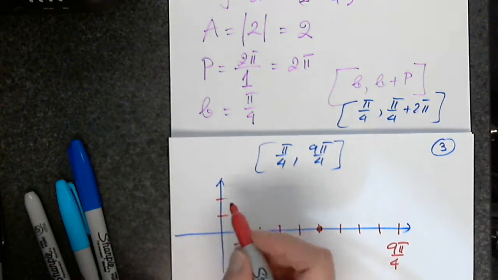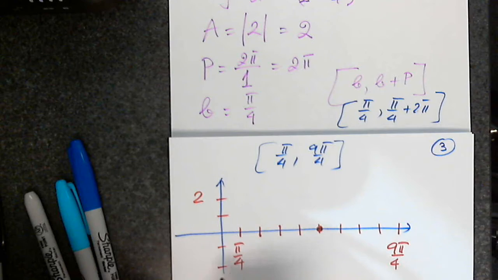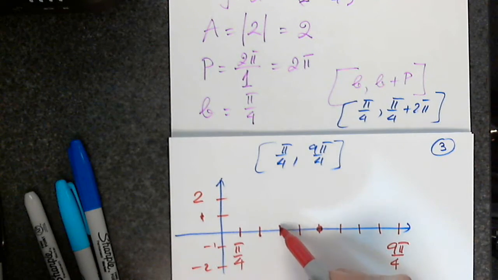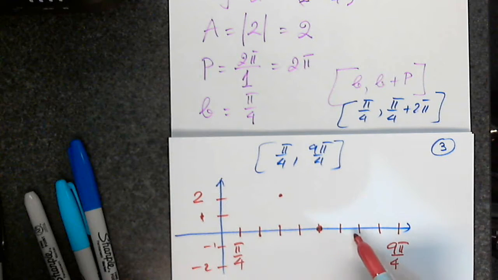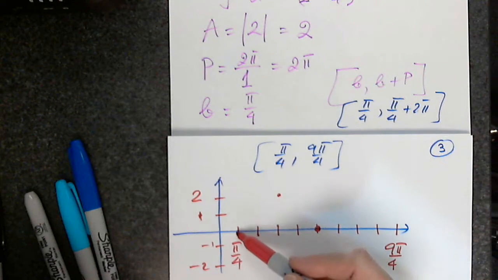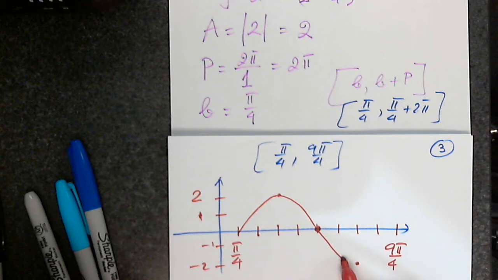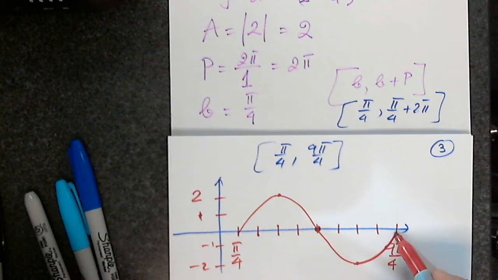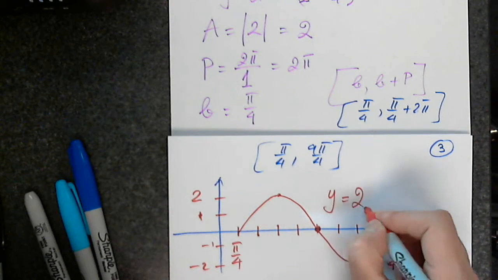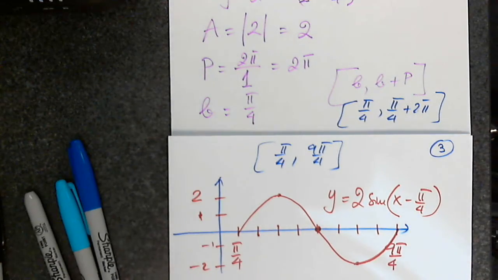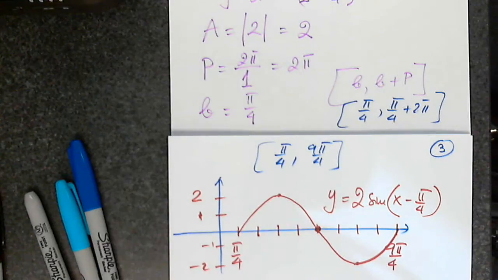Also, if this is 1 and 2, and this is negative 1 and negative 2, the function right in the middle, right here, it has to go to 2, and right in the middle, right here, it has to come to negative 2. So this should be a complete graph for sine. So this is y equals twice sine x minus pi over 4.